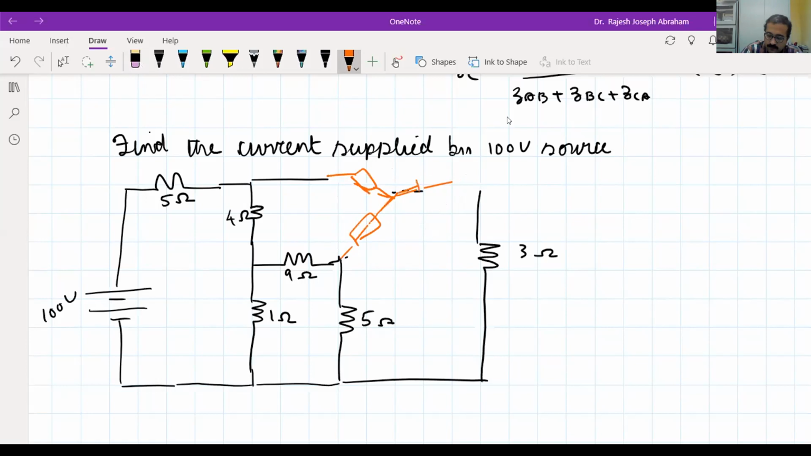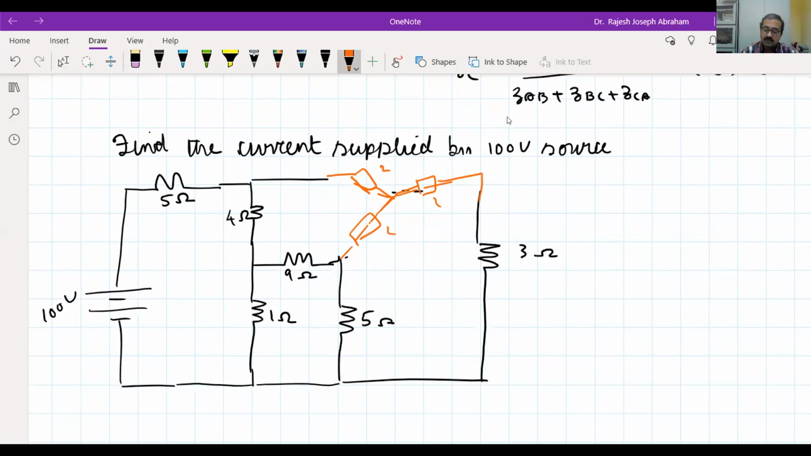So we are seeing how to convert the delta into star. If you know the delta arms, how will you find the star arm? Star arm ZA will be ZAB into ZCA divided by the sum of delta branch impedances. So you can find the equivalent star branches here. Now you see these two are in series, so some simplification has happened here. These two are in series.